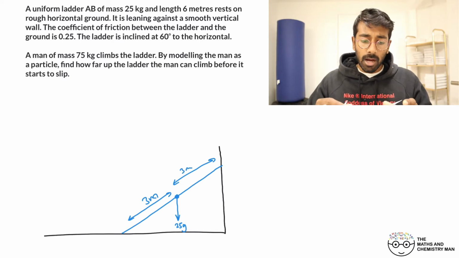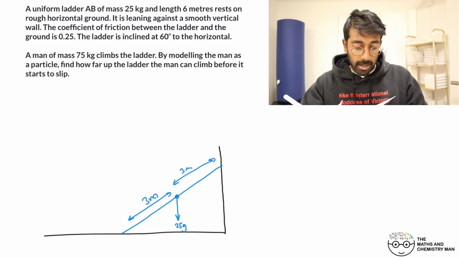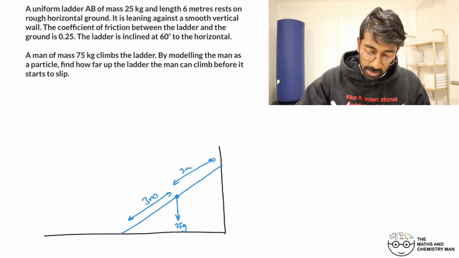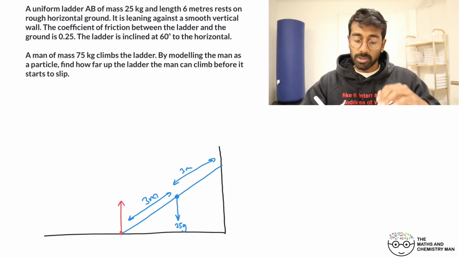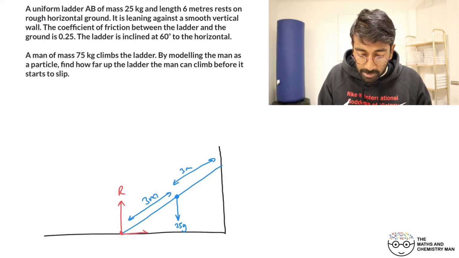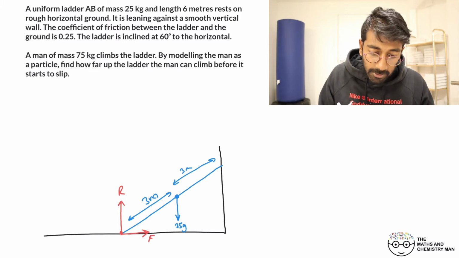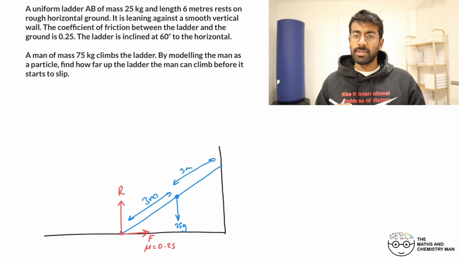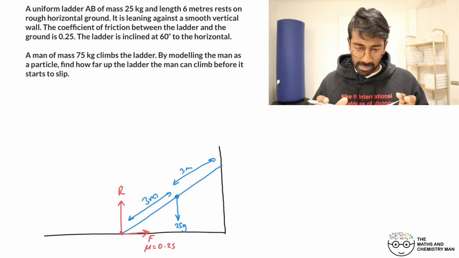Now, it's resting on rough horizontal ground, meaning there is friction. And also, because it's on the ground, there's going to be a normal reaction force. So that's the ground pushing upwards on the ladder. So we'll call that R. And then the frictional force, let's label that as well. We can call that F. Down there. And we know mu is also 0.25, so I'll put that information down there too. Okay, good. This is great.